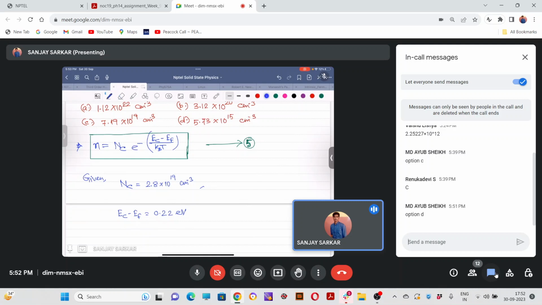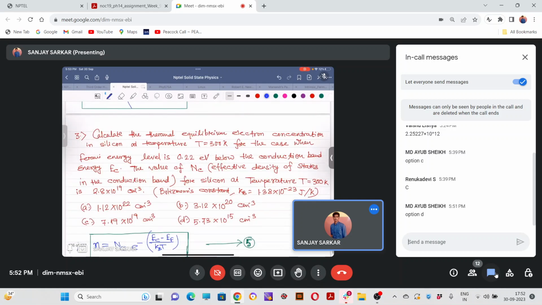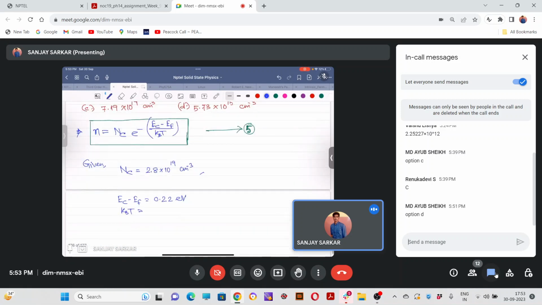And KBT is, so here also T is 300 Kelvin. Yeah, T is 300 Kelvin. So KBT is 0.026 electron volt, as I have already told. Now you need to put them in the formula. So 2.8 into 10 to the power 19 into exponential minus 0.22 divided by 0.026.